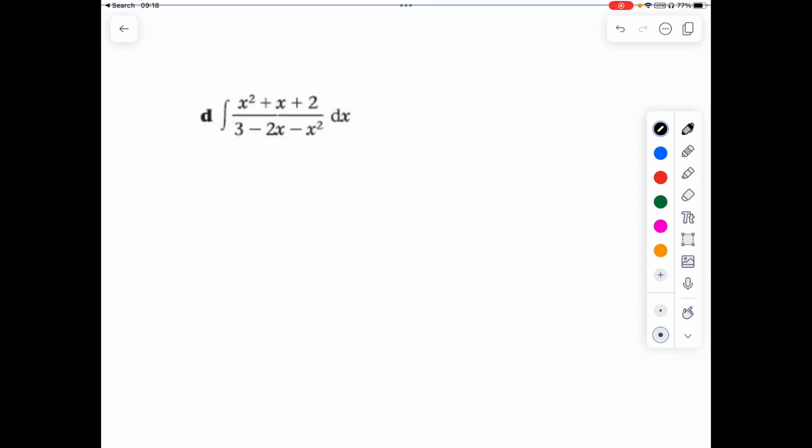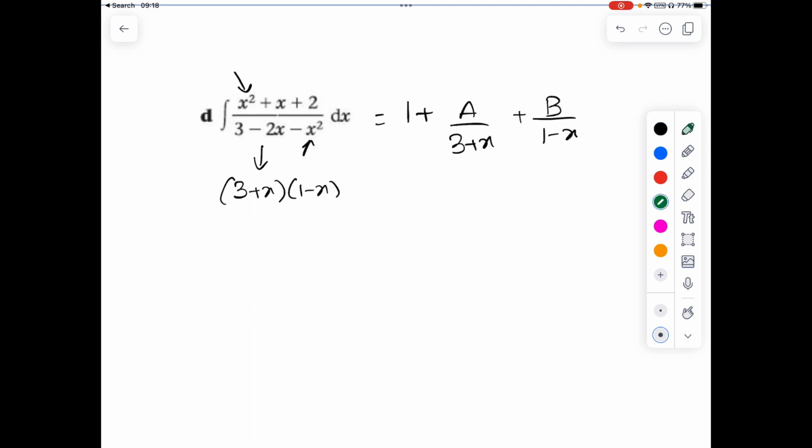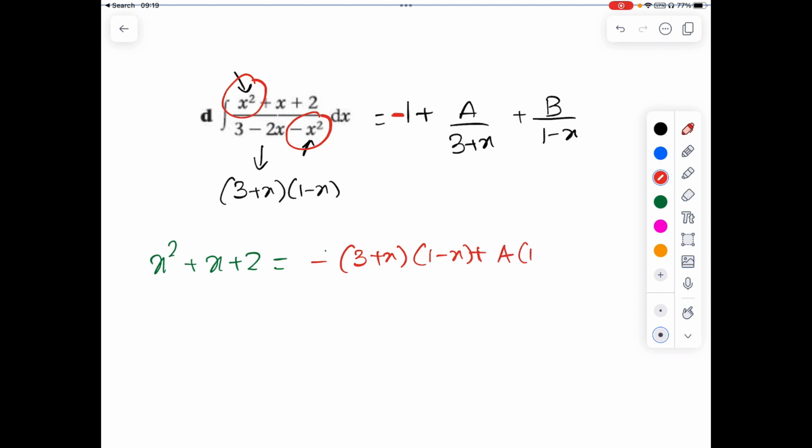Then part D: x squared and x squared. So it should be 1 plus, and when I factorize this one, this becomes (3 plus x) upon (1 minus x). So it becomes a upon (3 plus x) plus b upon (1 minus x). Now further simplification, it becomes x squared plus x plus 2 equals, this is negative 1. Why is it negative 1? Because x squared upon negative x squared is negative 1. So negative of (3 plus x) times (1 minus x) plus a times (1 minus x) plus b times (3 plus x).